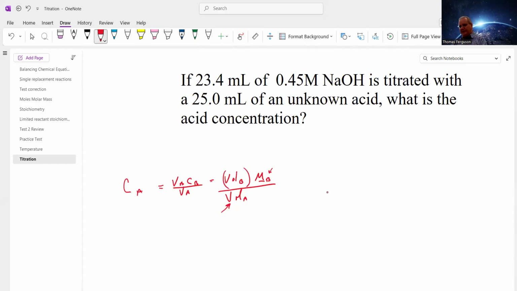So the concentration of the acid is equal to the volume in liters times the concentration in moles per liter of the base over the volume in liters of the acid.